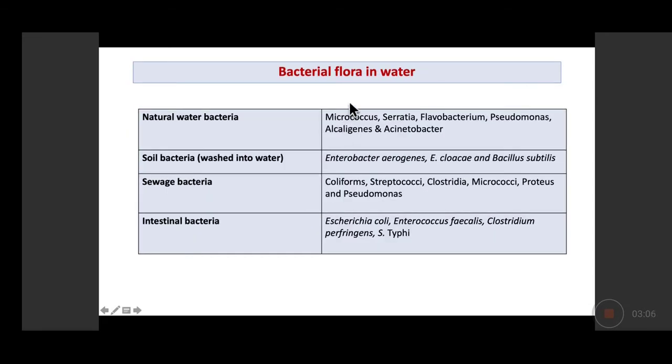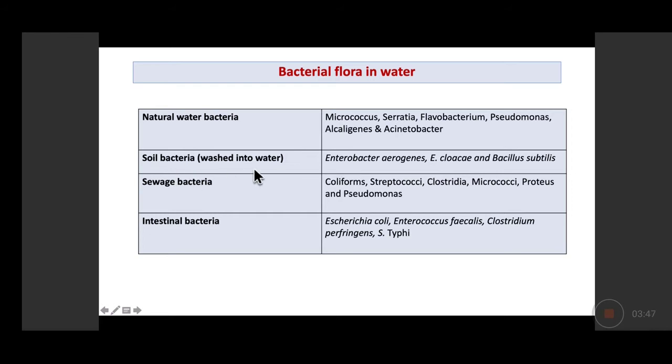So coming to the water bacteriology, when we talk about microbiology of water, there are certain natural water bacteria which are present there. For example, Micrococcus, Serratia, Flavobacterium, Pseudomonas, Alcaligenes, and Acinetobacter. So these, Serratia, Flavobacterium, Pseudomonas, Alcaligenes, Acinetobacter, they all are gram-negative bacteria, okay, which can be found as saprophytes in the environment. So they can be present in natural water, along with the Micrococcus, which can also be seen in the environment. Micrococcus is a gram-positive cocci.